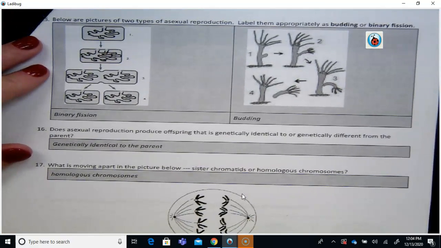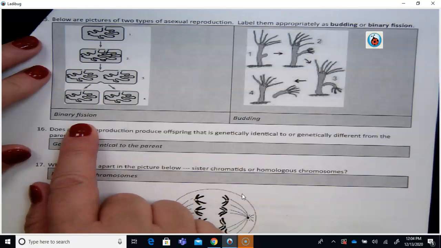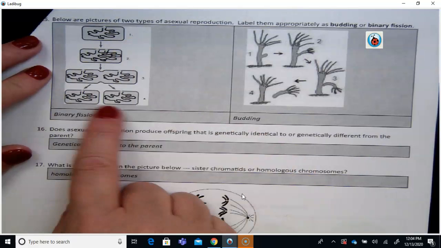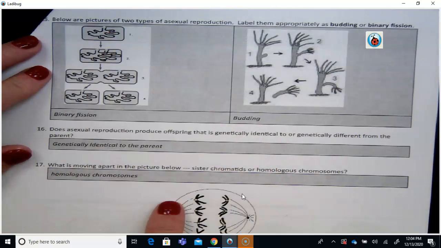Below are two pictures of asexual reproduction. Label them appropriately as budding or binary fission. This is binary fission. It's a bacterium that is divided into two daughter cells. These two cells are genetically identical to each other, and they're identical to the parent.